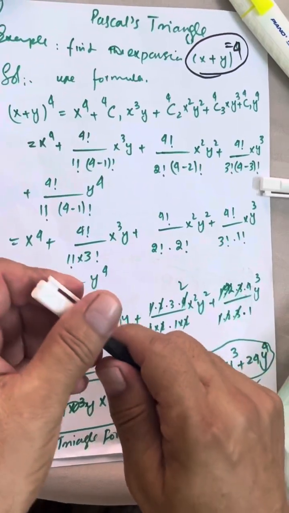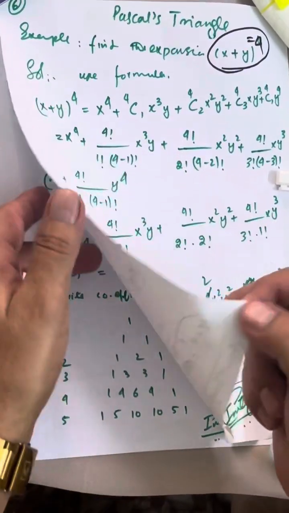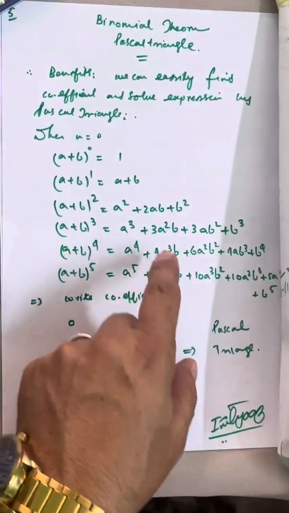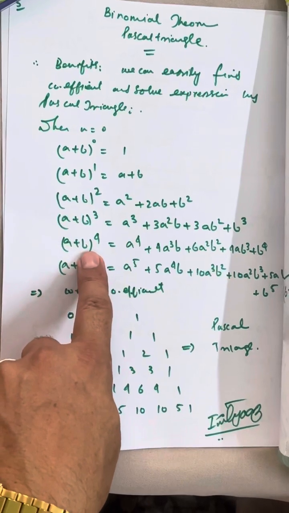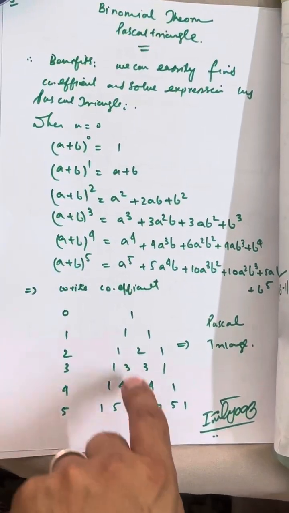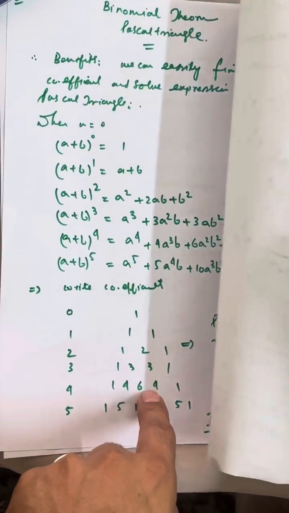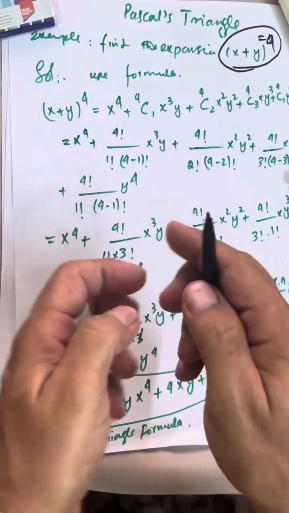So we use the formula that we have derived from here. This is the binomial theorem with Pascal: (a + b) power 4. This is the equation, and this is a coefficient. We want to find the coefficients. So this is Pascal. How do we do it?